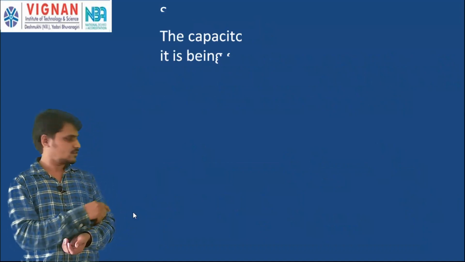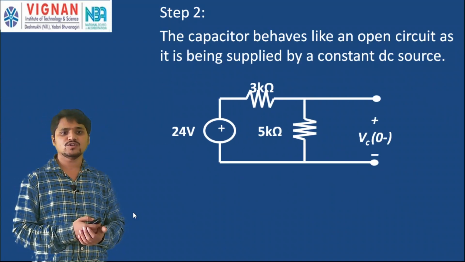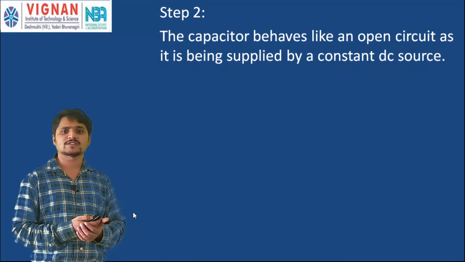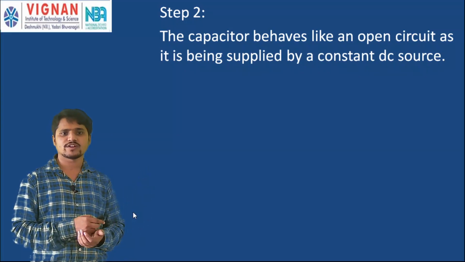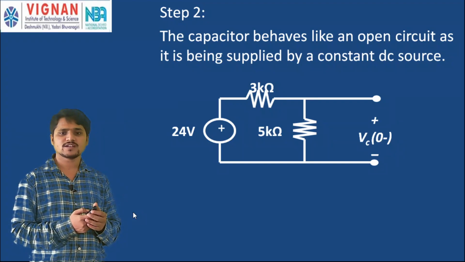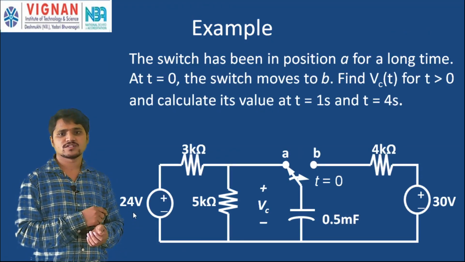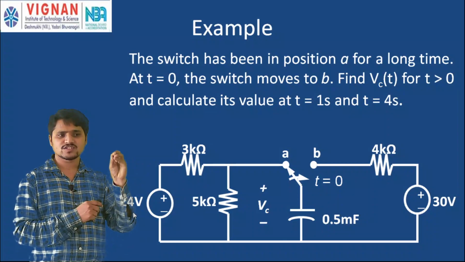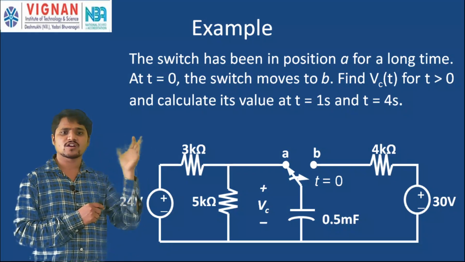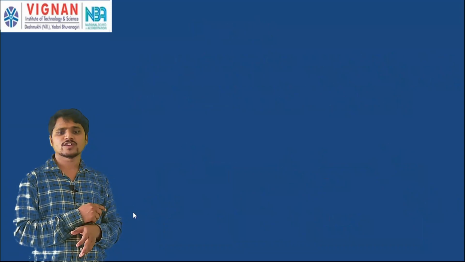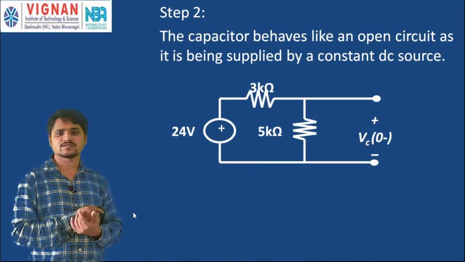Let us solve this problem. First, in the steady state condition, the capacitor behaves like an open circuit, and the inductor behaves like a short circuit. Just now we have seen the inductor problem. Before the switch moves, the switch is at A and the circuit has been continuous for a long time. That is a steady state. In the steady state, the capacitor acts as an open circuit. Therefore, we are opening the capacitor.